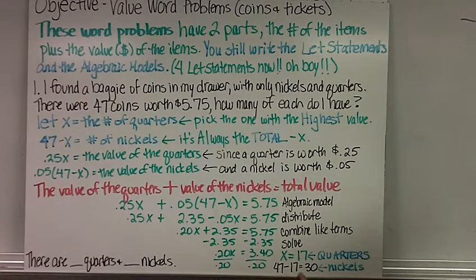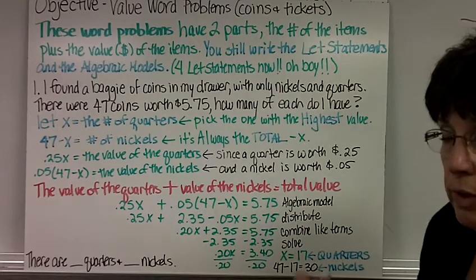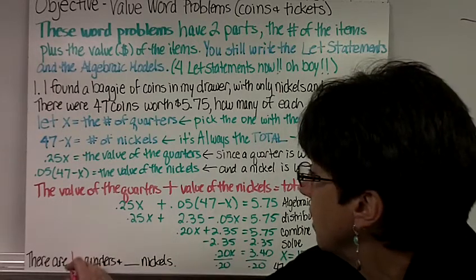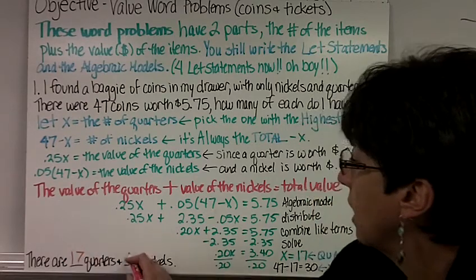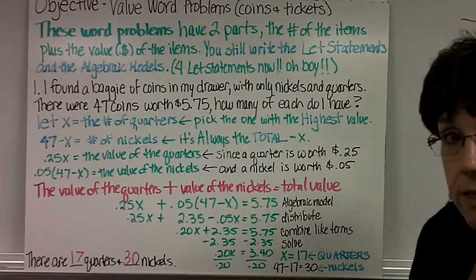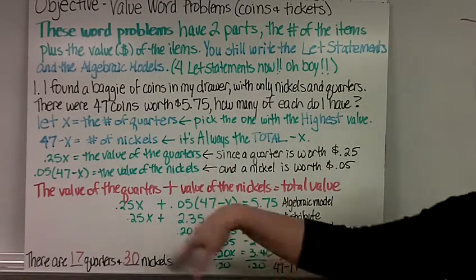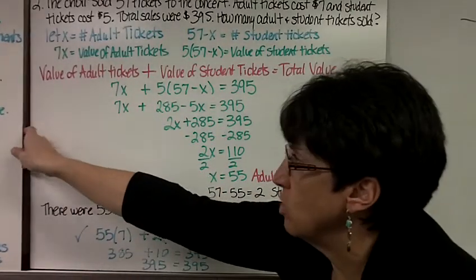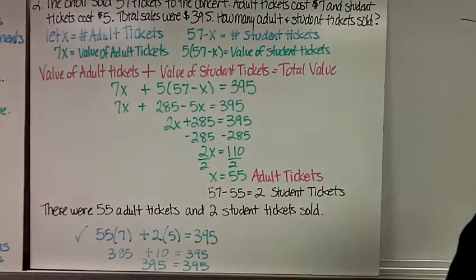So 47 minus 17 equals 30. That's the number of nickels. So our word answer, which we have to write as a sentence, is: there are 17 quarters and 30 nickels. Now I'm going to show you how you would check that on the second page, because there just isn't room right here. Actually, we're not going to check that one. We're going to check the second problem.